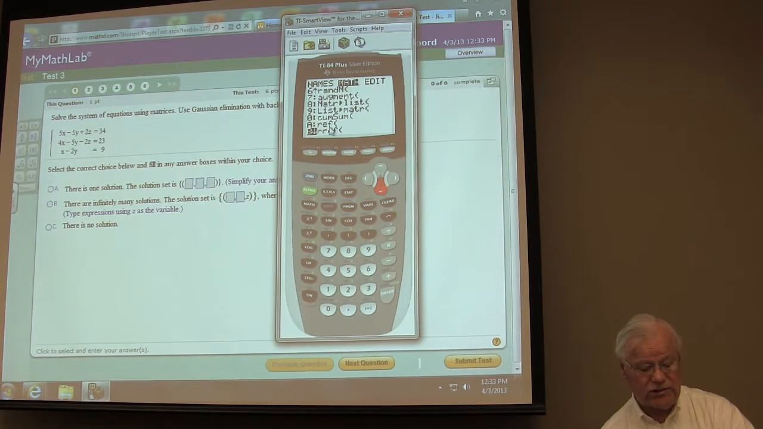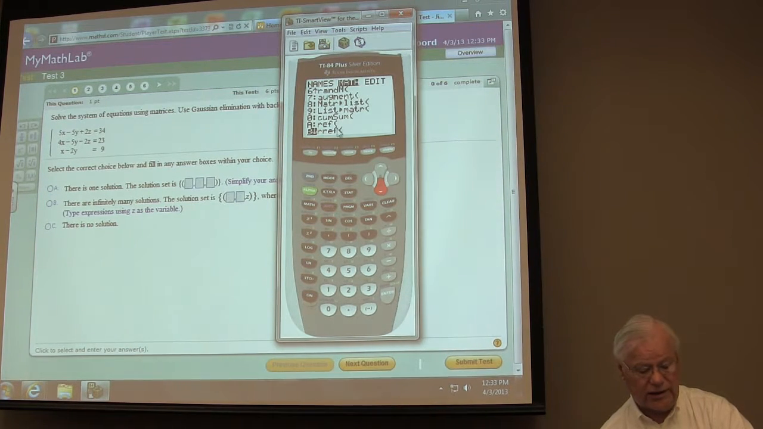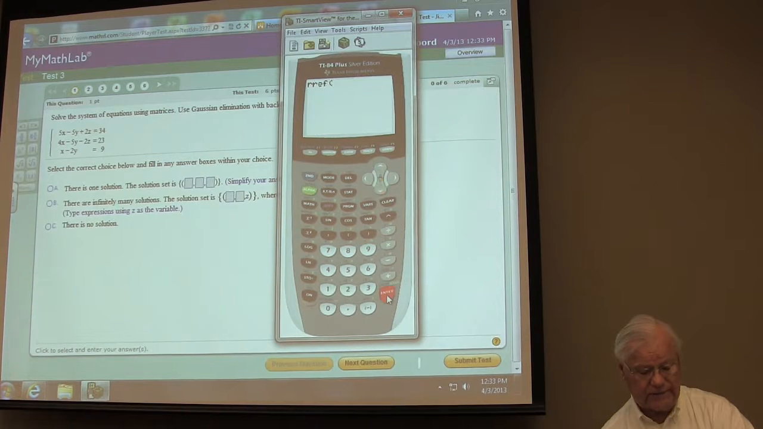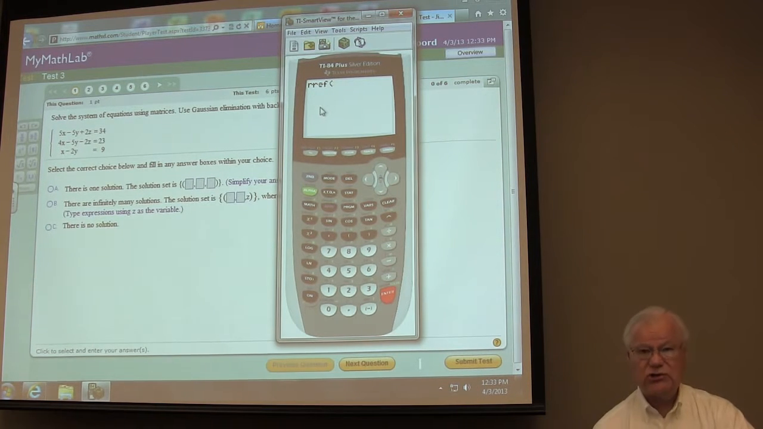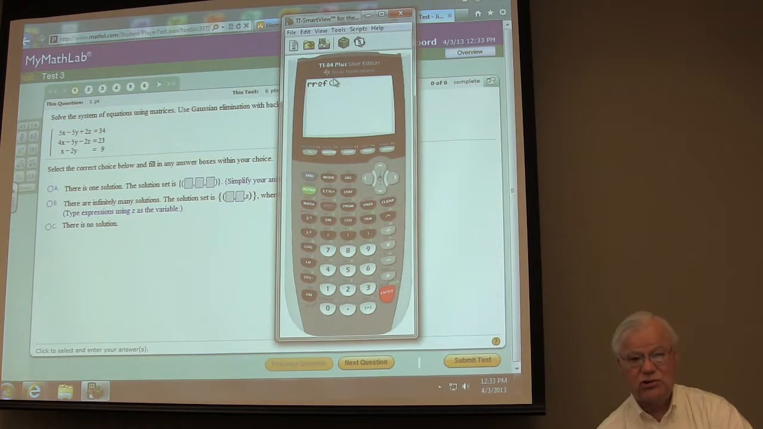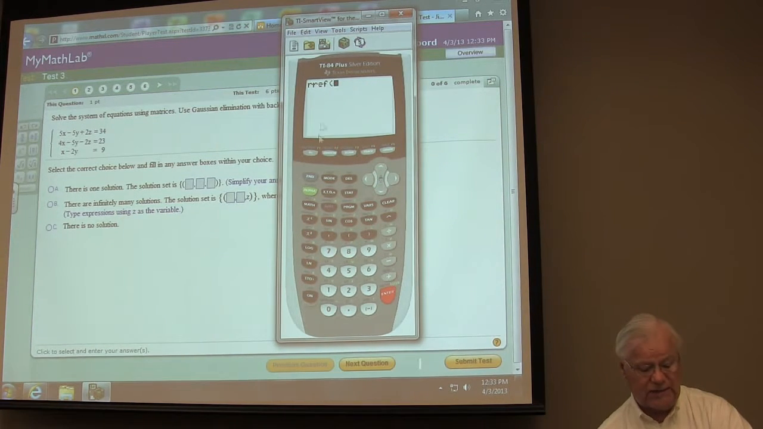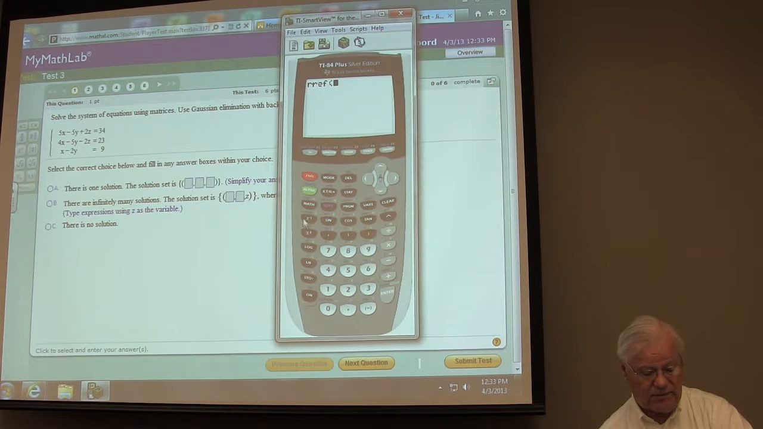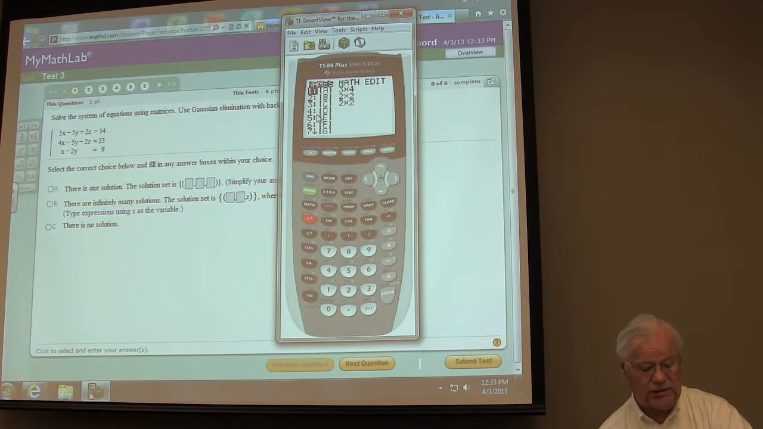Now you'll notice there was an REF. We don't want that one. We want the next one down, RREF, and hit enter. Now that's a function, so we must operate on something. The function is going to operate on the matrix we just built, which was matrix A. So again, I go back into matrices, stay in the names column pointing to A, and hit enter, close the parentheses, and now I have on the screen RREF against matrix A.